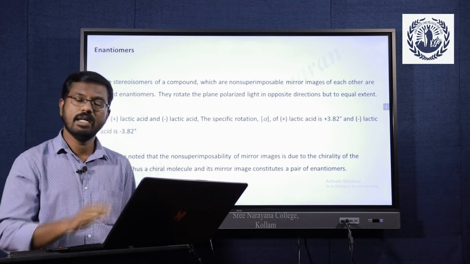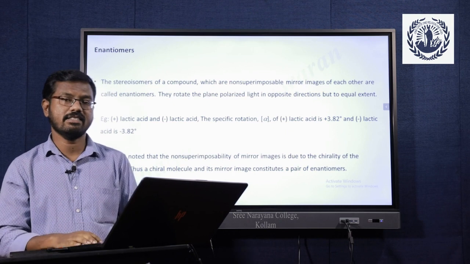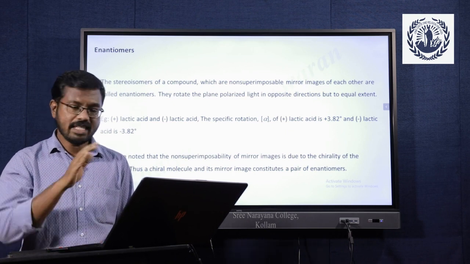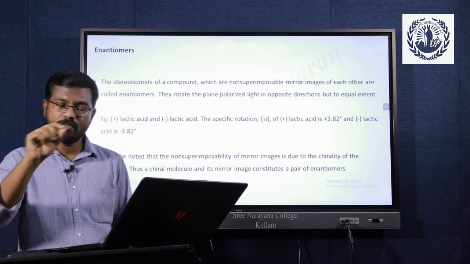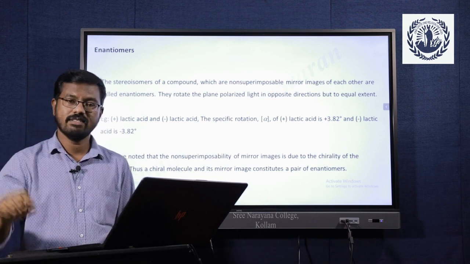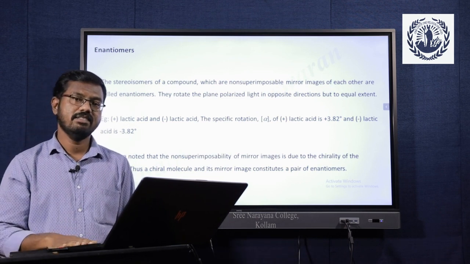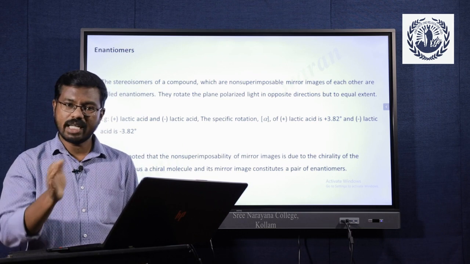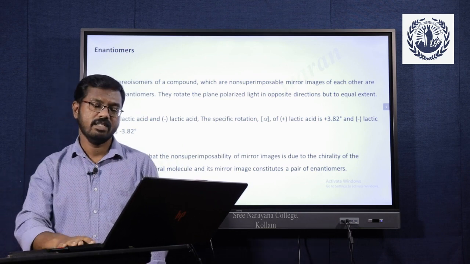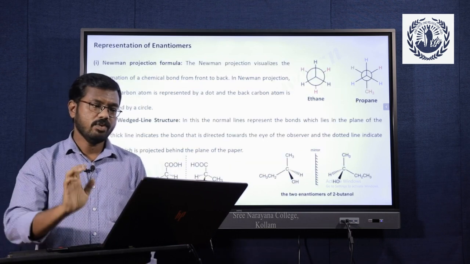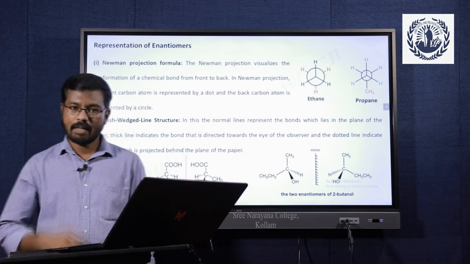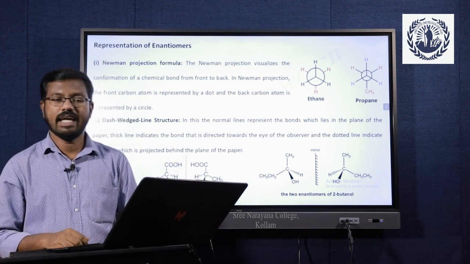For example, if you take plus lactic acid and minus lactic acid. Okay. For plus lactic acid, the specific rotation is plus 3.82 degrees, whereas for minus lactic acid, the specific rotation is minus 3.82. Okay. Now, we will see the representation of enantiomers.